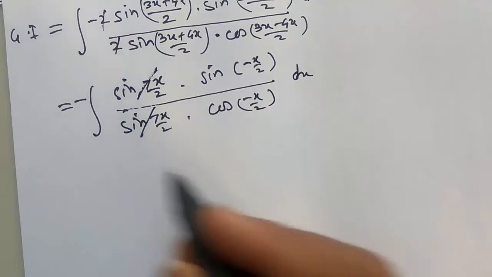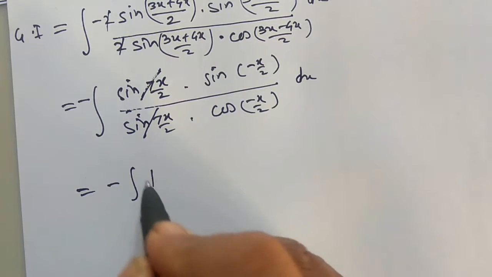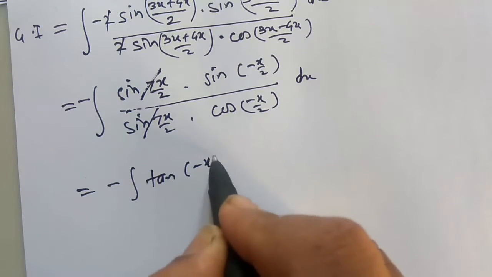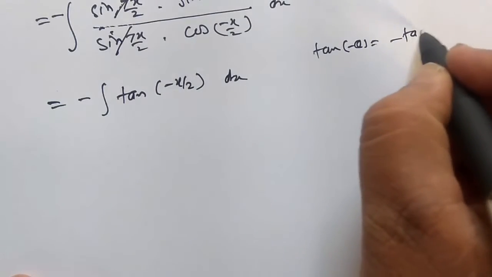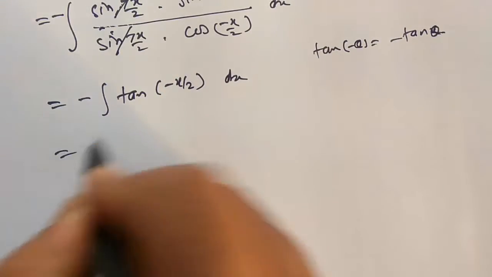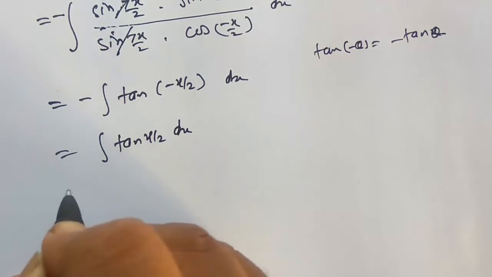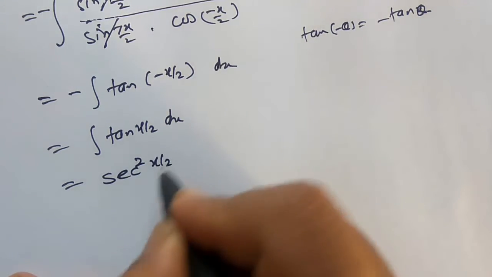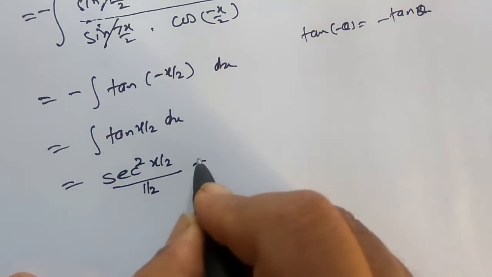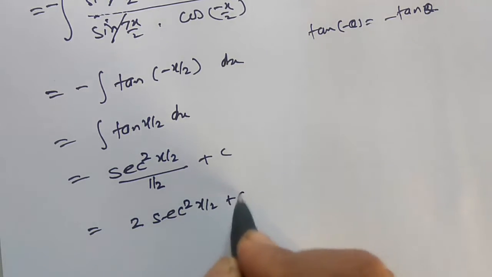Here sin 7x by 2 divides both, so it gets cancelled. Sin upon cos becomes tan, so minus tan of minus x by 2 dx. Tan of minus theta is minus tan theta. By using this, minus minus becomes plus. So tan of x by 2 dx. Integration of tan x is sec square x, so this is sec square x by 2 divided by the coefficient of x, one half, plus c. So this answer is 2 times sec square x by 2 plus c.